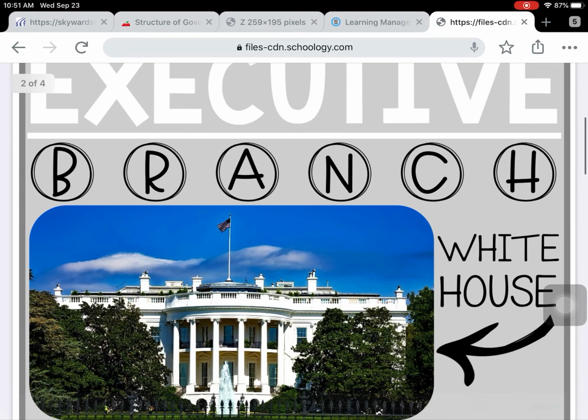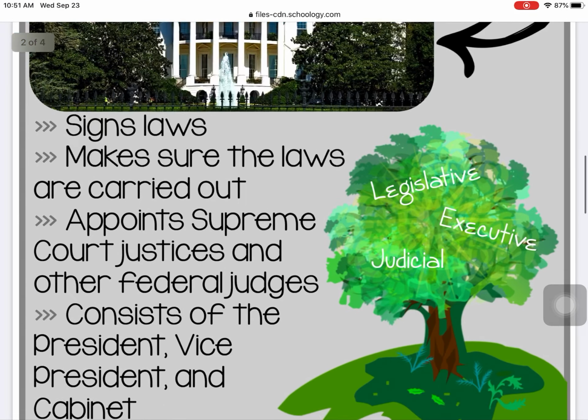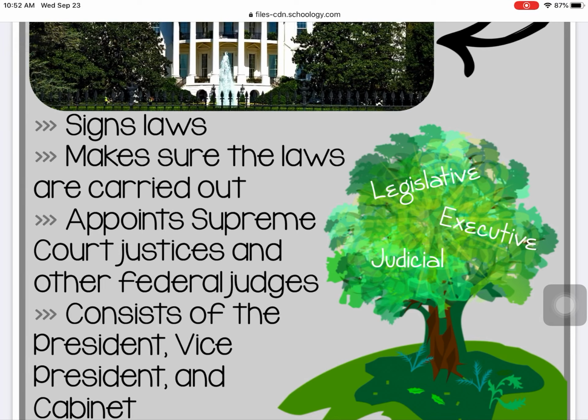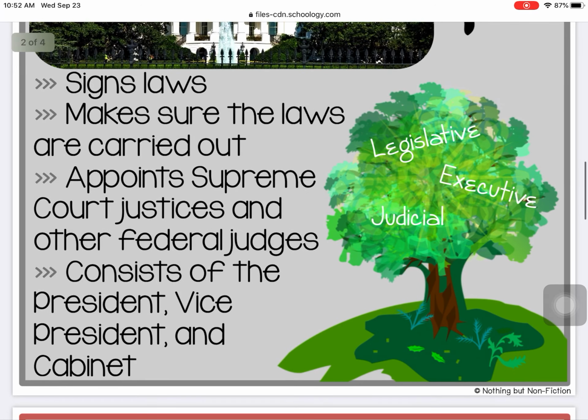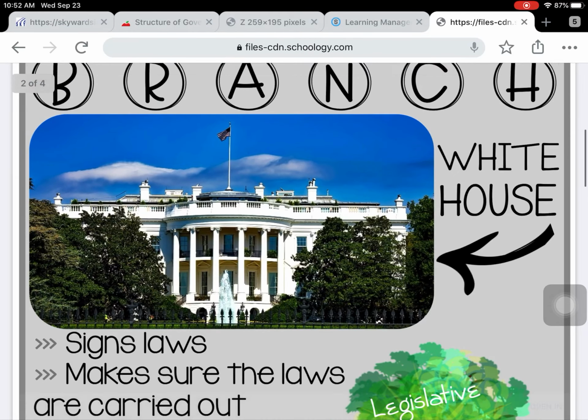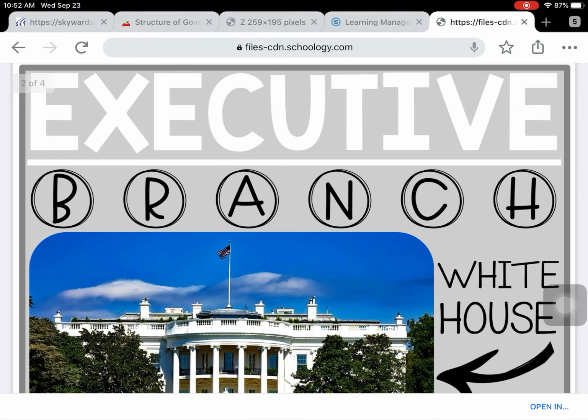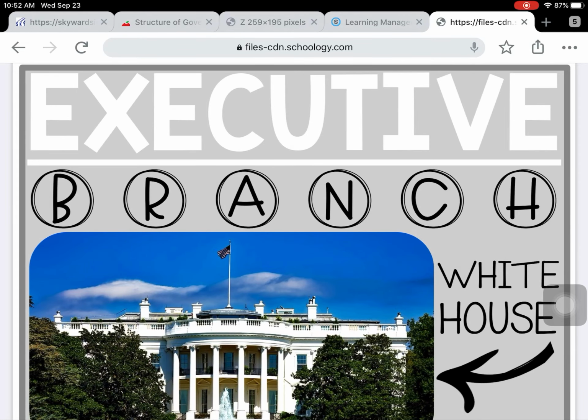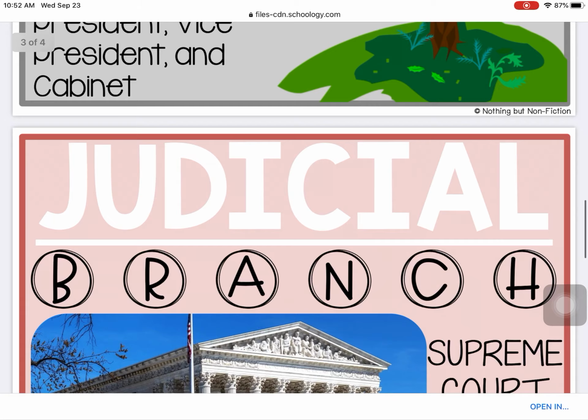Our executive branch, say executive. Good. Our executive branch is headed by our president. They are able to sign laws, make sure laws are carried out. They can appoint Supreme Court justices. And this includes, like I just said, the president, the vice president, and the presidential cabinet. So again, the executive branch is headed by our president.